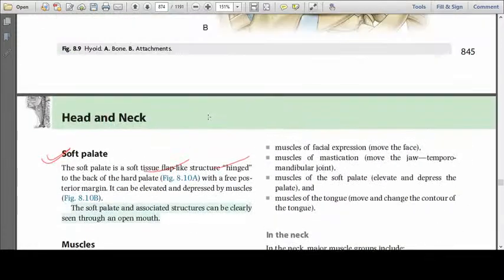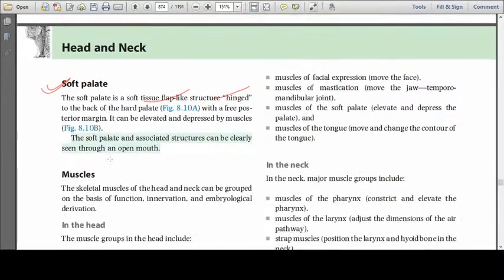Yeah, hard palate and soft palate. Suppose this is the hard palate. The soft palate is the curtain-like structure that is present posterior to the hard palate. It is elevated and depressed by muscles. The soft palate and accessory structures can be easily seen through an open mouth.